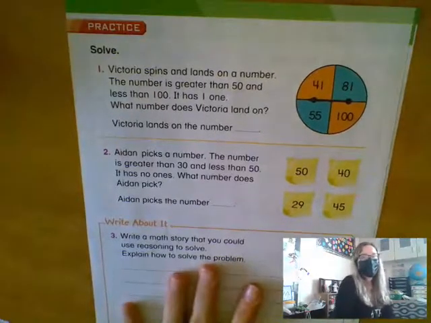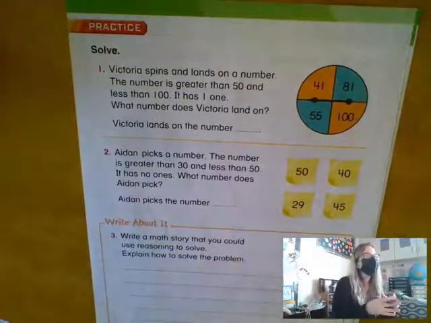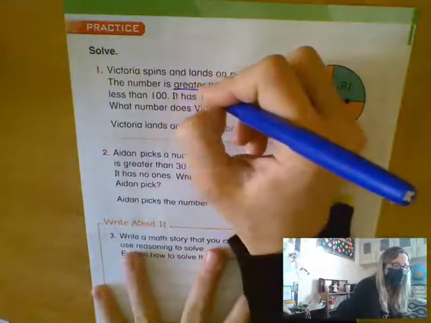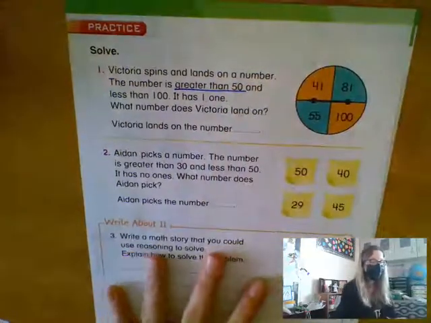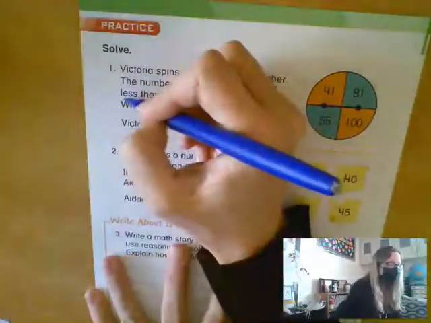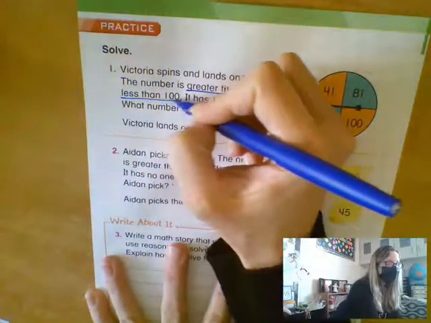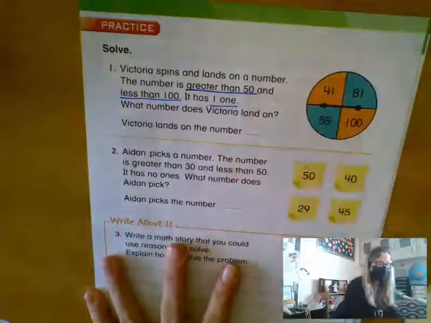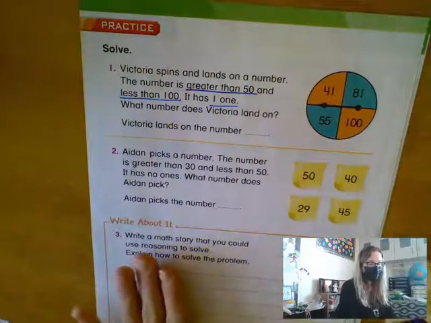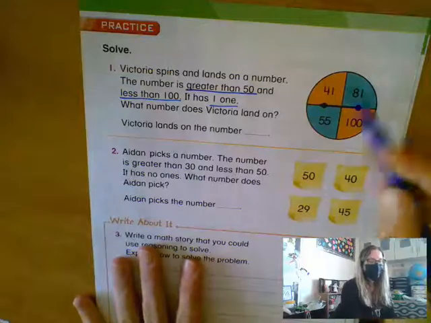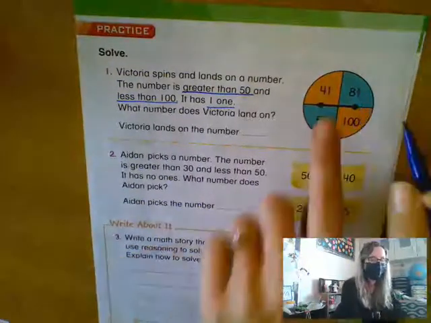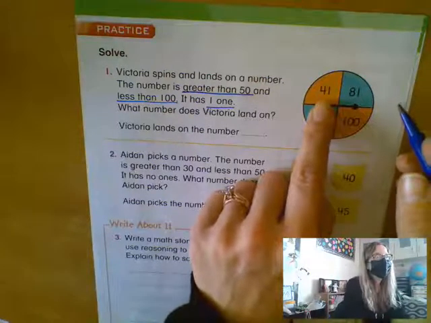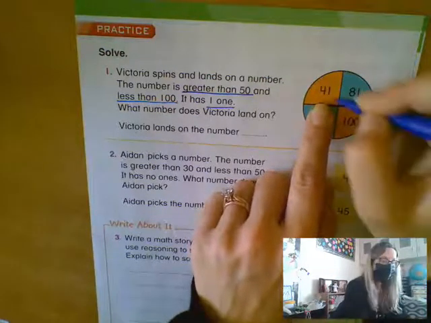Victoria spins and lands on a number. Her number is bigger than 50, greater than 50. So let's underline greater than 50. So that's the first thing we need to look for. It's less than 100, and it has 1 one. Okay, so first thing we need to do is look at each number and decide, is it bigger than 50? Is 41 bigger than 50, Victoria? No, so it can't be 41.